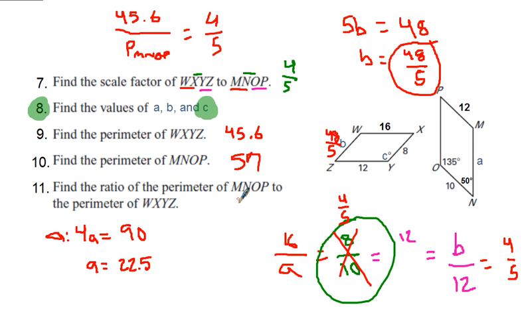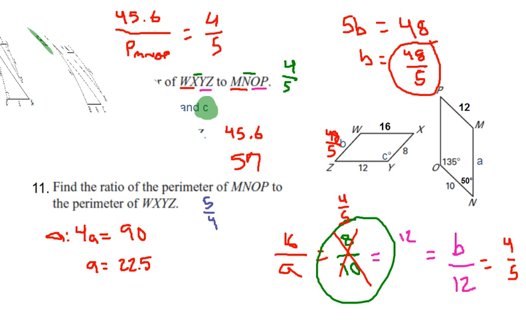And what is the ratio of the perimeter of MNOP to the perimeter of WXYZ? Well, we just said the perimeter follows the scale factor. However, we're now going in the opposite order, so we need to say MNOP to WXYZ. We're going backwards. It's not 4 to 5, it's now 5 to 4.